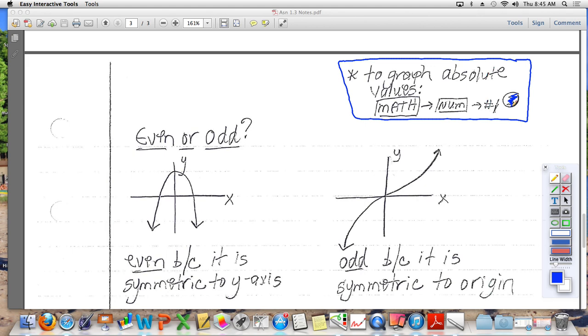All right. Is this graph even or odd? This graph, the first one. Is it symmetric with the y-axis, or is it symmetric with the origin? It's even. It's even, and the reason it's even is this is the y-axis. If I trace here the y-axis, you should notice that this parabola is mirrored on both sides of the y-axis. So if I were to fold this graph right along the y-axis, the right side of it would fall right on top of the left side. Does that make sense? So it's symmetric with the y-axis. If it's symmetric with the y-axis, we call it even.